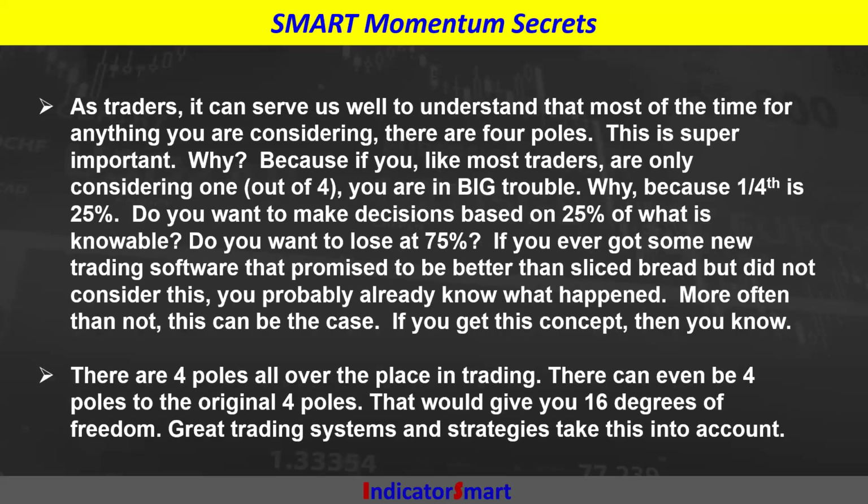Okay. As traders, it can serve us well to understand that for most of the time, anything you are considering, there are 4 different poles. Okay, now I know that sounds fancy, like some math thing. It also could have to do with degrees of freedom and statistics, but we don't need to be all fancy about it. It's just simple. More often than not, there's 4 poles, and in a minute I'm going to show you a perfect example of that: you could actually be seeing something, but only be getting a small portion of it. I'm trying to create a situation where maybe you could see the whole thing.